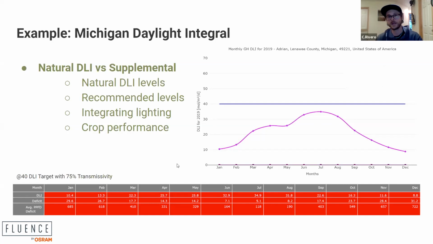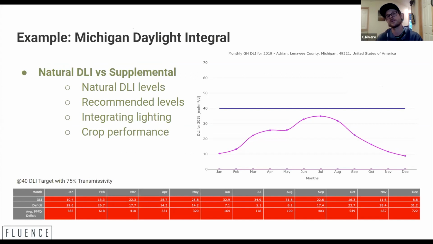So if you have a year-round target DLI, because we want consistent production year-round, that's what we're going for. We don't want to drop off in the winter. We want to have consistent production all year. And if you're relying on the sunshine, you can see how much of a difference we're going to have to make up to reach our target of 40 DLI.